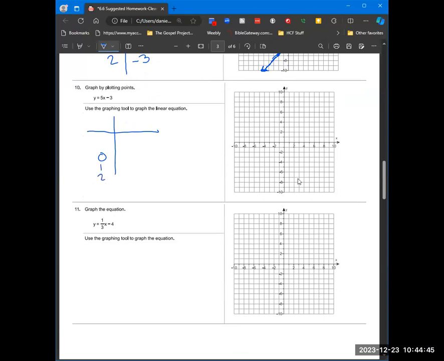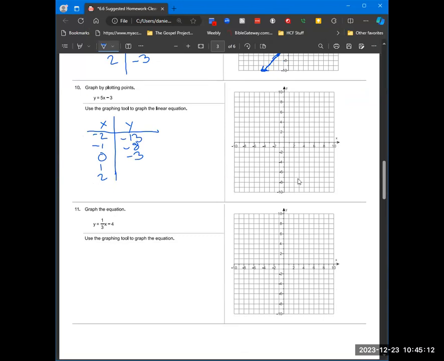0, 1, 2, -1, -2, x, y. And we have -2 times 5 is -10, -10 minus 3 is -13. That's going to be off my graph paper, so I'm not going to use that one. -1 times 5 is -5, minus 3 is -8. 5 times 0 is 0, minus 3 is -3.